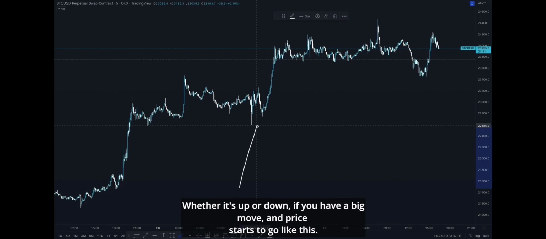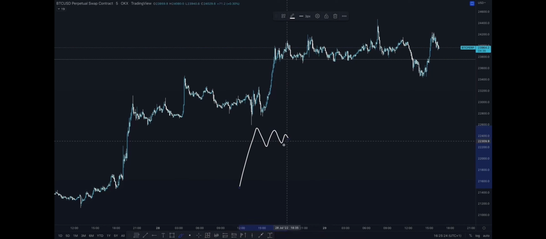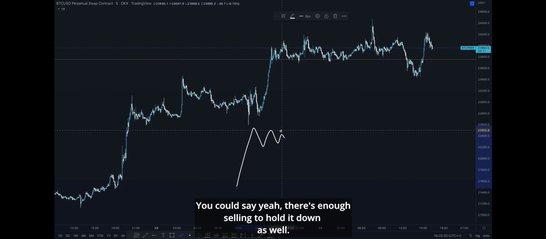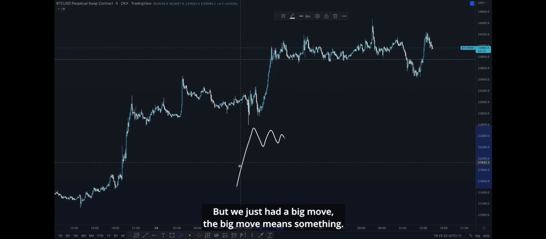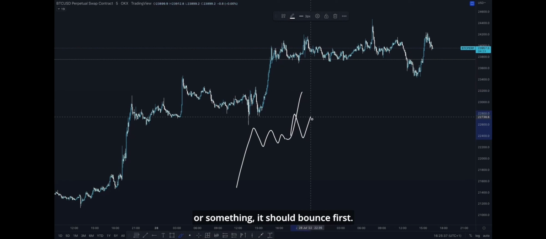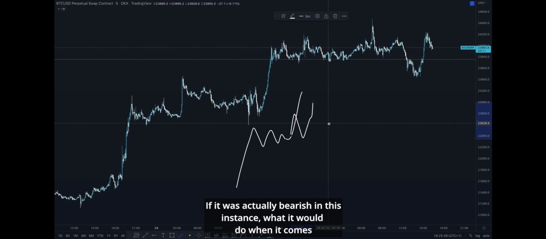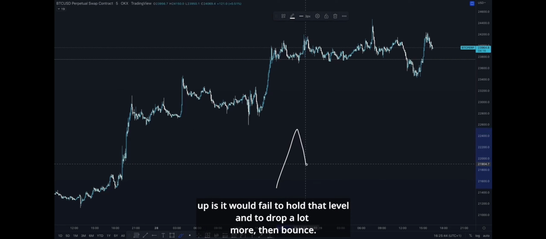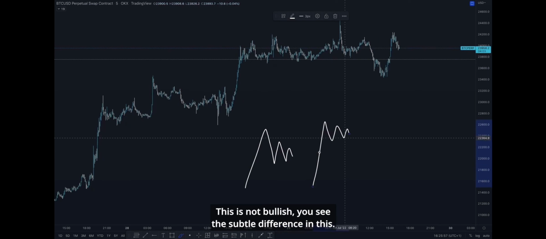If you have a big move and price starts to go like this, that means that there was enough liquidity to hold it up. You could say, yeah, there's enough selling to hold it down as well, but we just had a big move. The big move means something, and it's more likely that it will at least go up or at least have a sweep or something. It should bounce first. If it was actually bearish in this instance, what it would do when it comes up is it would fail to hold that level. It would drop a lot more and then bounce. This is not bullish. You see the subtle difference in this.